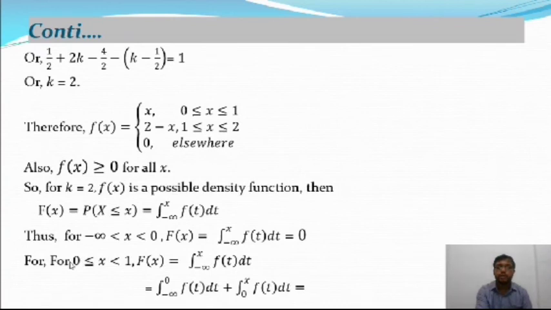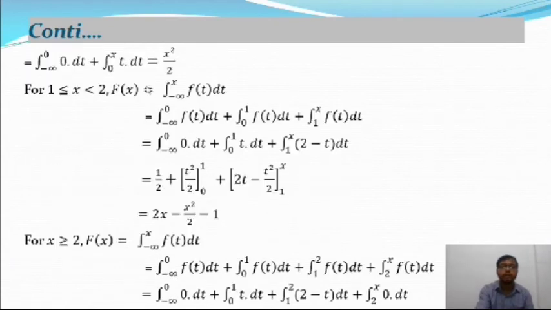Now we are going to find the distribution function in the interval 0 to 1. In that interval, the distribution function F(x) is equal to the integral from minus infinity to x of f(t) dt. This integral we divide into two parts, minus infinity to 0 of f(t) dt and 0 to x of f(t) dt. The integral from minus infinity to 0 of f(t) dt is equal to 0, where the density function f(t) is 0 in that interval, and in the interval 0 to 1 the density function is t. So from this we get the value of the distribution function, and it will give x squared by 2.